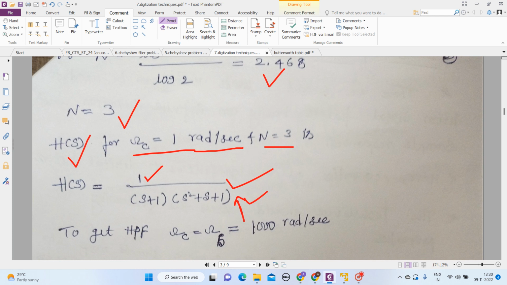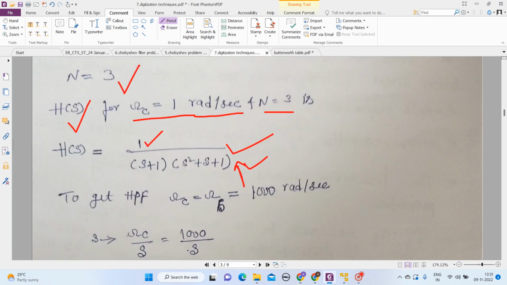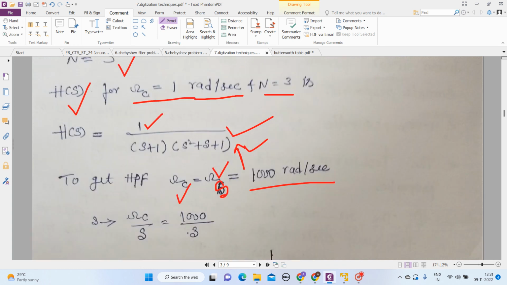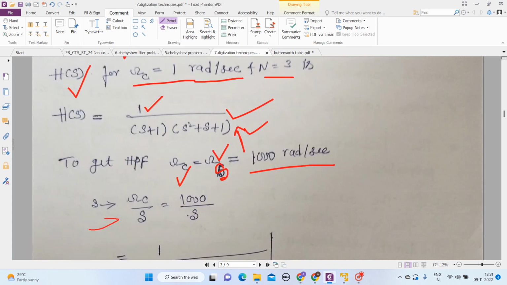Now I have to change this into a high pass filter transfer function. Here the cutoff frequency now becomes 1000 radian per second. Actually this is the stop band analog frequency in our low pass filter, so in the high pass filter it becomes the pass band or cutoff frequency, 1000 radian per second.